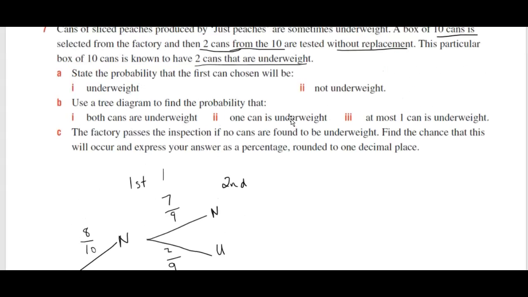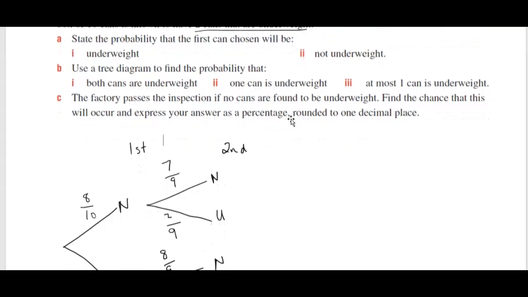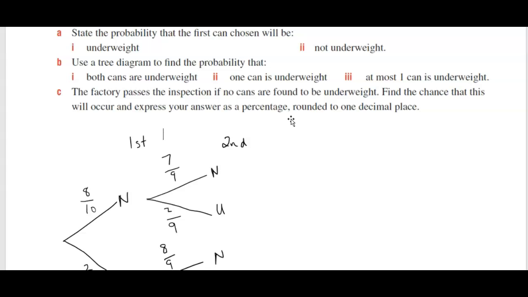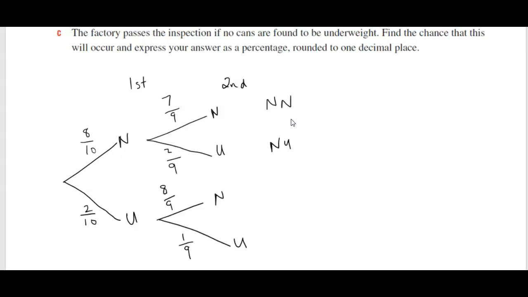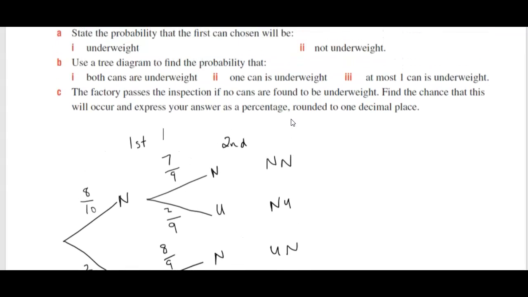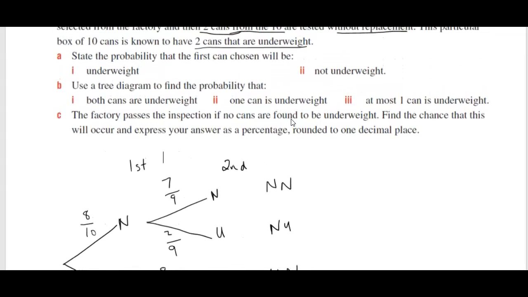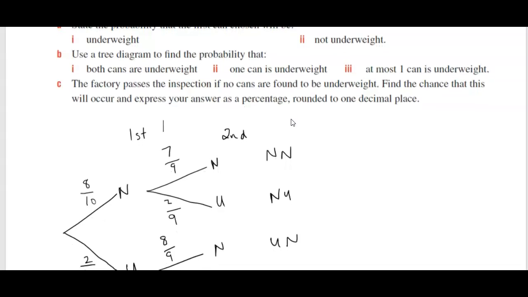So you can list your outcomes. Okay, so we're going to have NN. They've written not underweight, so if you want to read the N as not underweight, you can, and U as underweight. UN and UU. And I'm going to go ahead and do the probabilities. So remember, you read along your branches. So 8/10 times 7/9.